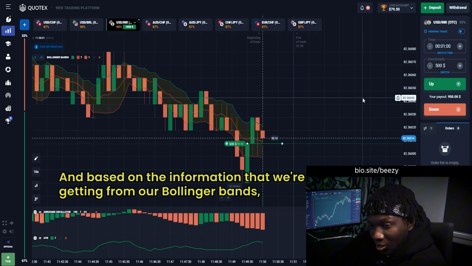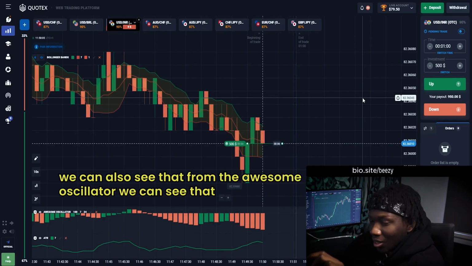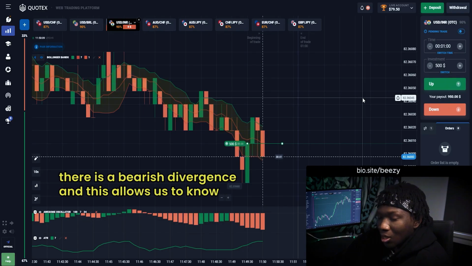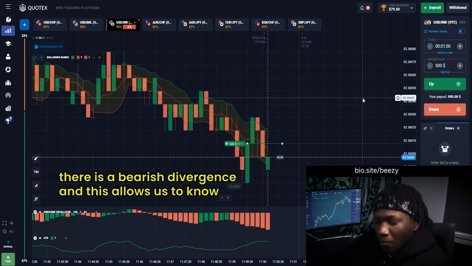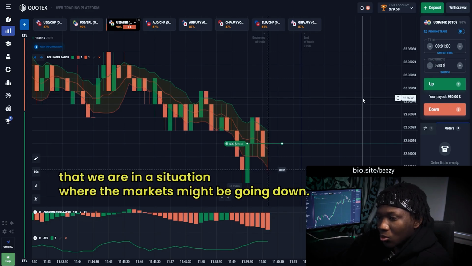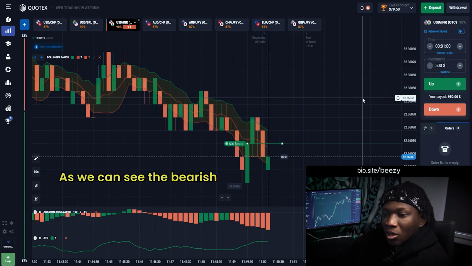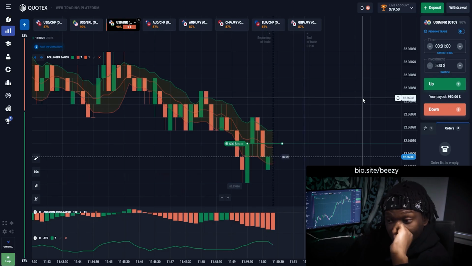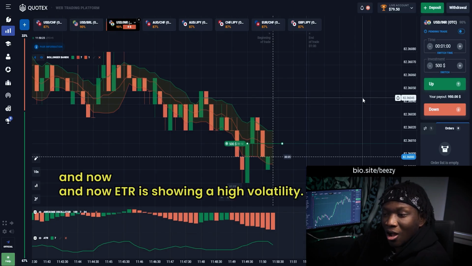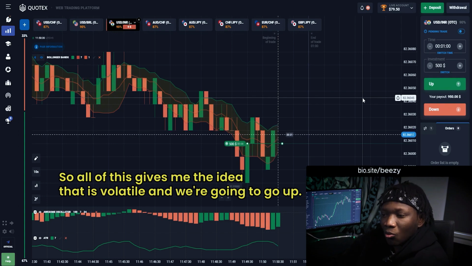And based on the information that we're getting from our Bollinger Bands, we can also see that from the Awesome Oscillator, we can see that there is a bearish divergence. And this allows us to know that we are in a situation where the markets might be going down, as we can see the bearish divergence earlier. And now ATR is showing a high volatility. So all of this gives me the idea that it's volatile and we're gonna go up.